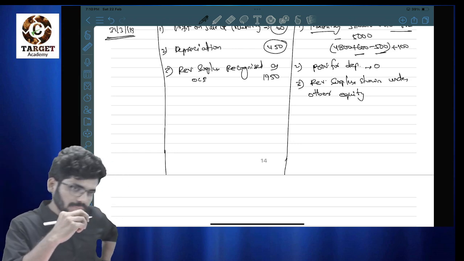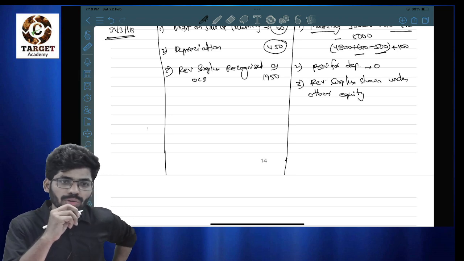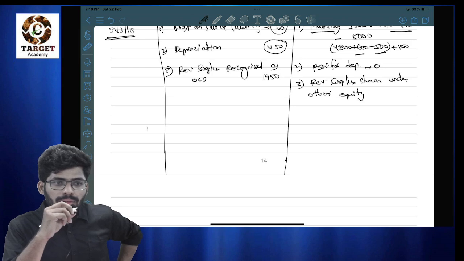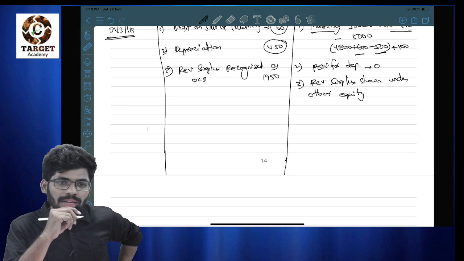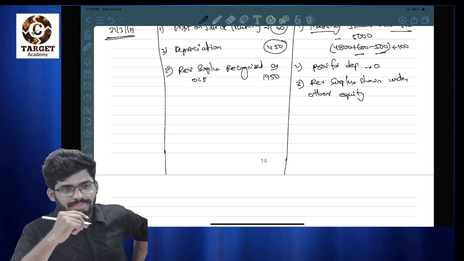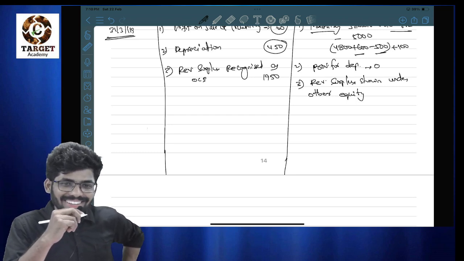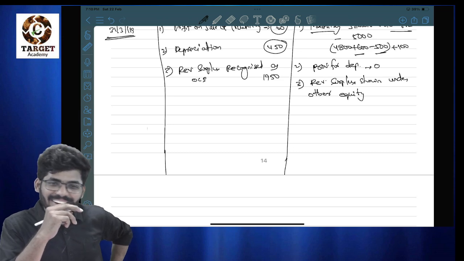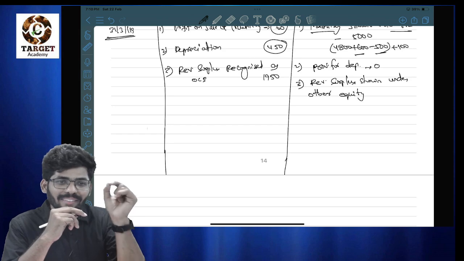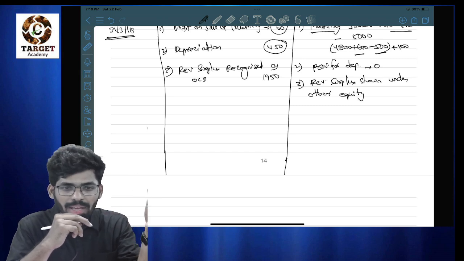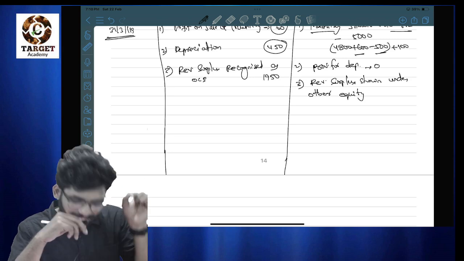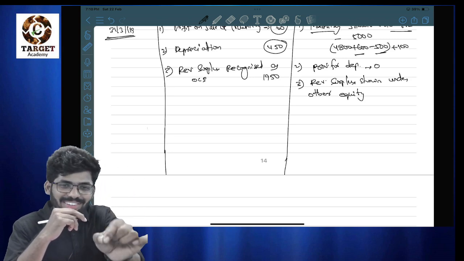I have one doubt. In 31st March 2019, is it required to transfer to retained earnings or not? Understood my question? Basically, whatever the amount we have in the revaluation surplus should be transferred to retained earnings over the remaining life of the asset. Correct. So in this year, is it required to transfer to retained earnings or not?